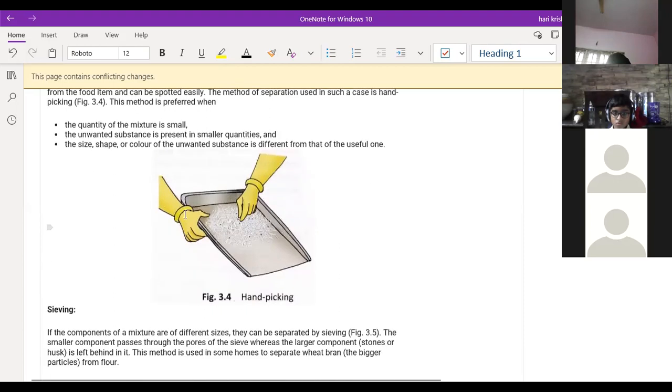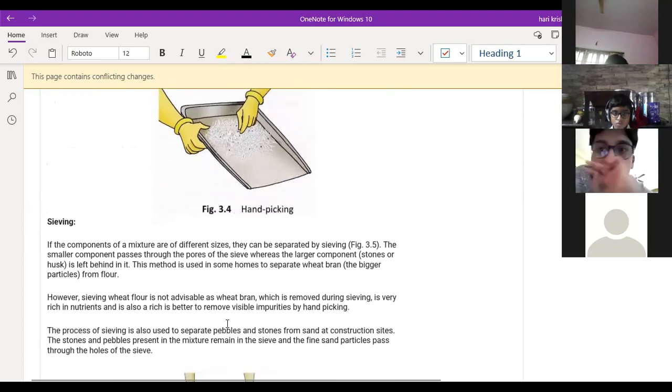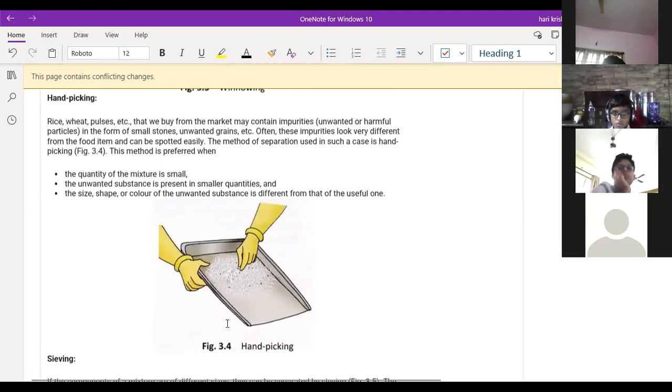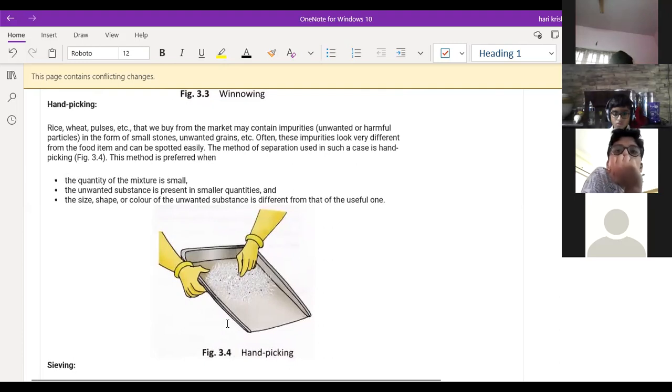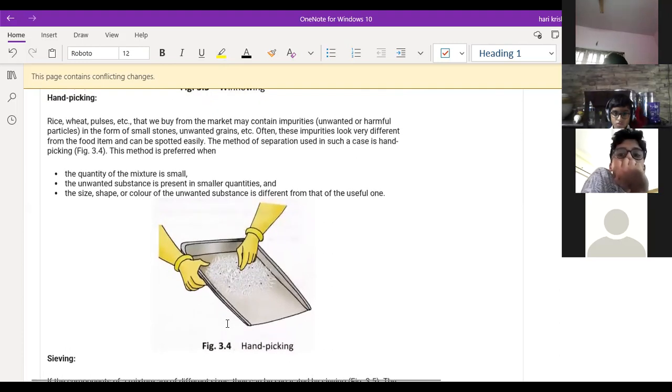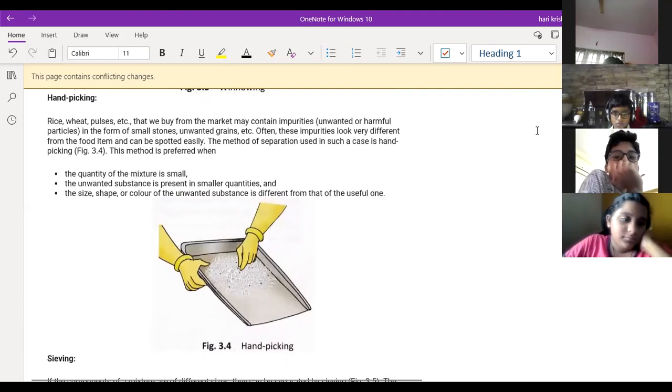Okay. So any doubts in the hand picking? Can you tell me some examples of hand picking process where you use commonly?